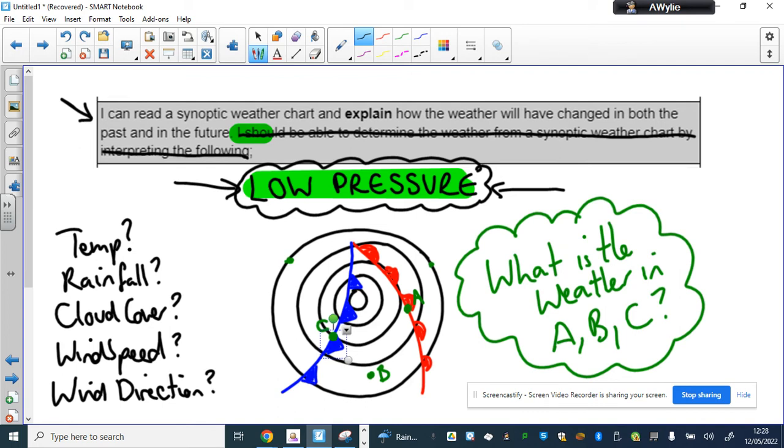So in A, you should have written that the temperature is going to be warming up. There will be steady rain. There will be clouds. The wind speed will be quite high, and the wind direction will be from the southwest. Okay?